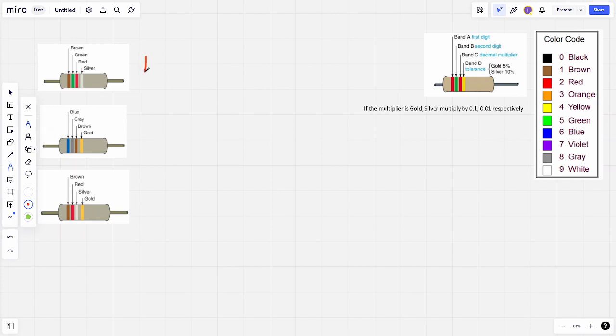Let's have a look at this example and work out the total resistance. The first band on the left hand side is brown. Brown represents the number 1. The second band is green. Green represents 5. The multiplier in this case is red, so that's 2 zeros, multiplied by 100. That's 1500 ohms, plus or minus silver tolerance, which is 10%. So that's 1.5 kilo ohms plus or minus 10%.